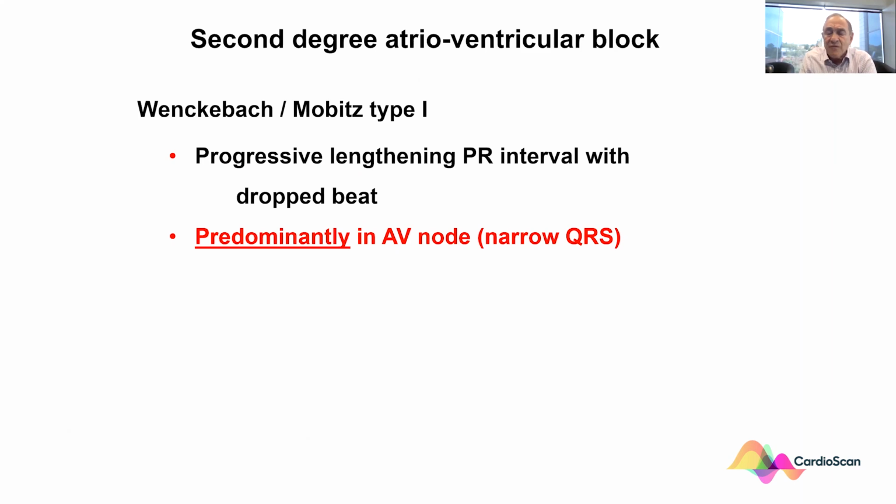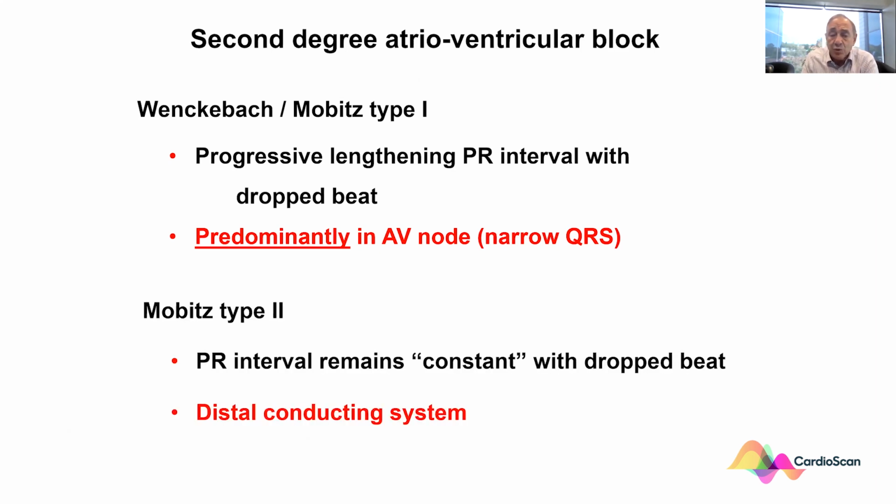We need to revise what we understand about Wenckebach block before we go on. So Wenckebach, or Mobitz type 1, is a progressive lengthening of a PR interval with a drop beat. It's predominantly in the AV node and has a narrow QRS, whereas Mobitz type 2 is where the PR interval remains constant with drop beats, and it is in the distal conducting system.